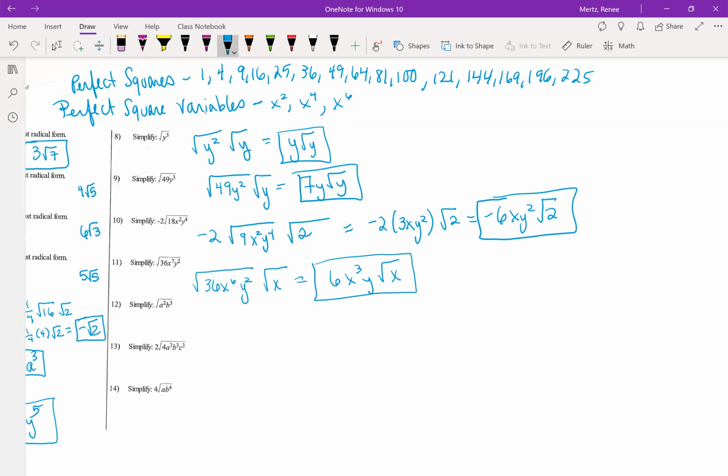a squared b cubed. How do you break that one down? Good. The even exponents are a squared b squared. What's left? A radical b. So we have ab radical b.